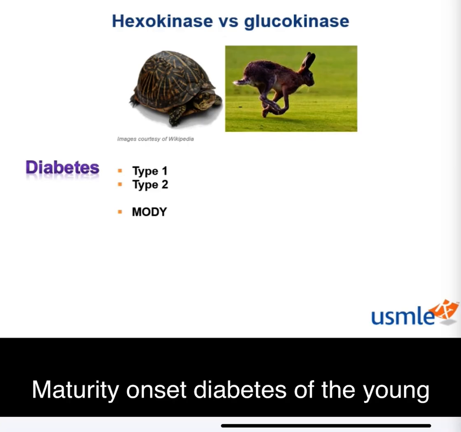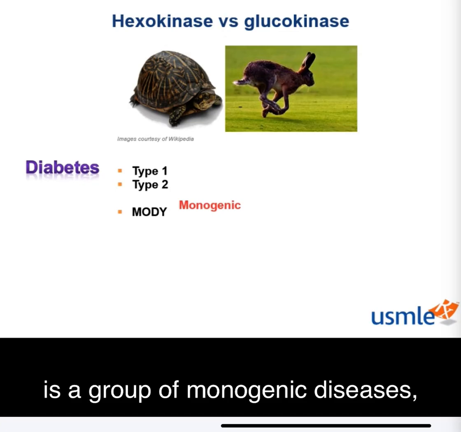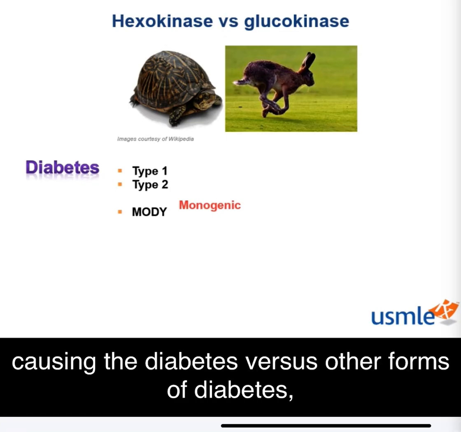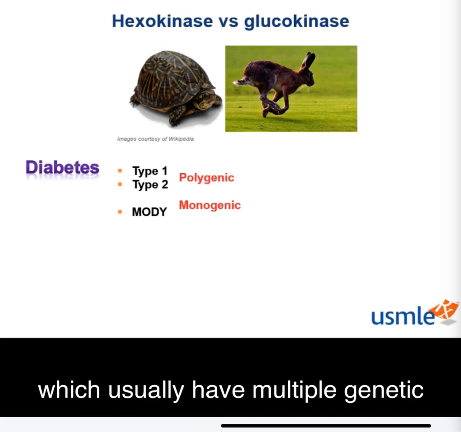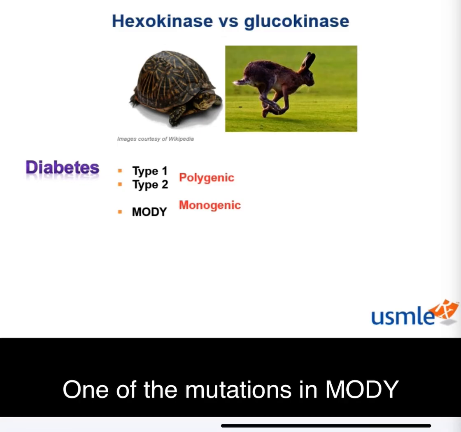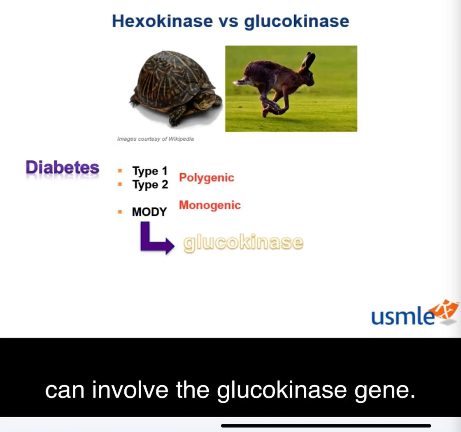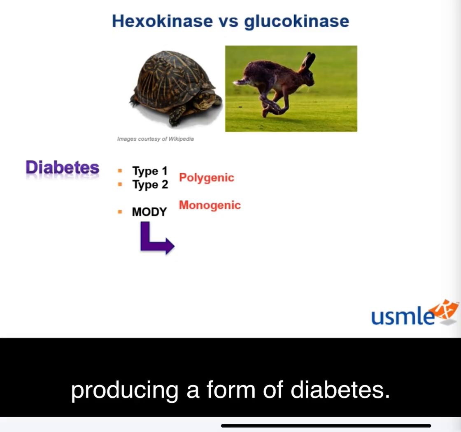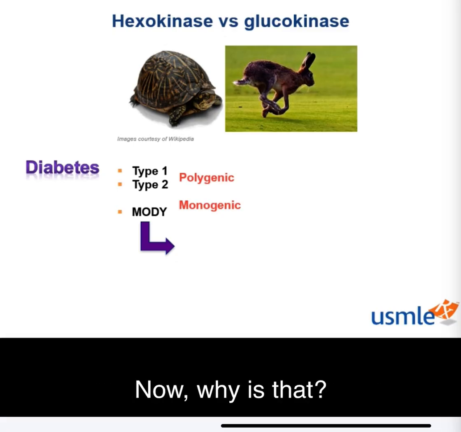Maturity onset diabetes of the young is a group of monogenic diseases, meaning there's usually only one mutation in one of the few genes causing the diabetes, versus the other forms of diabetes which usually have multiple genetic or non-genetic causes. One of the mutations in MODY can involve the glucokinase gene. This mutation will functionally alter the glucokinase enzyme, producing a form of diabetes. Now, why is that?